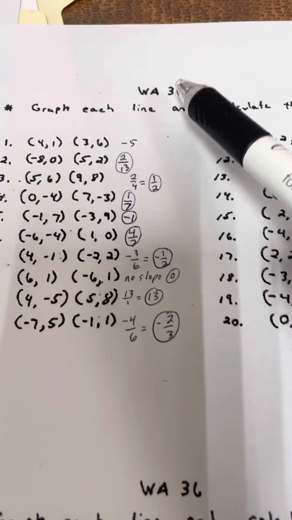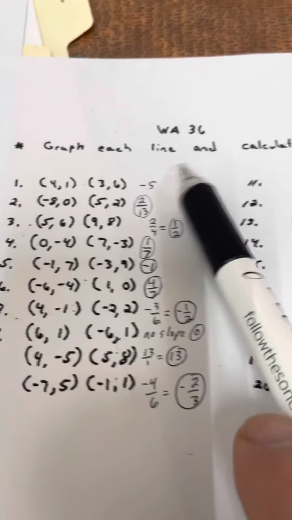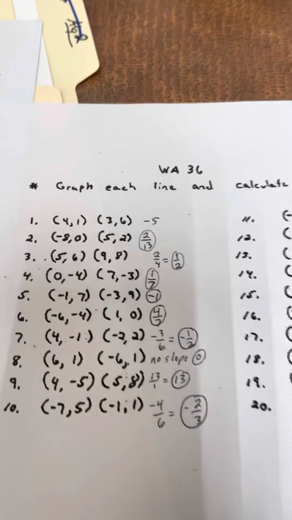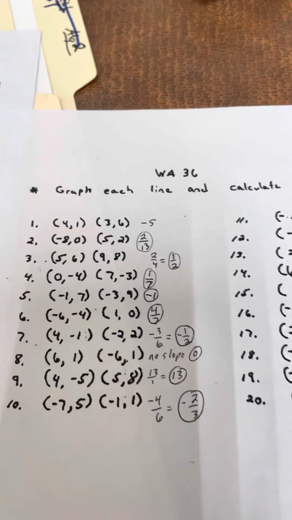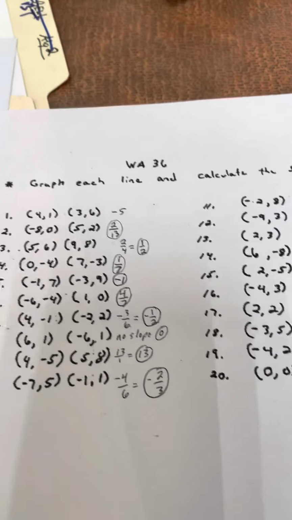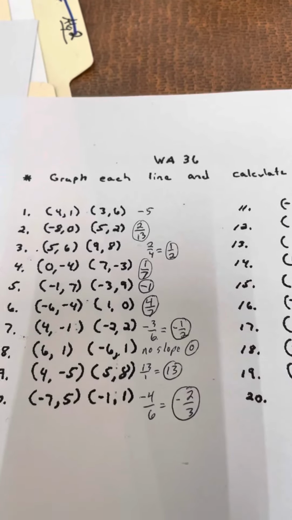I'm taking a look at this WA36 page. We're graphing each line and calculating the slope. So we're not using the formula yet. We are just actually graphing these. So let's get on with it, and you could pause this as needed.